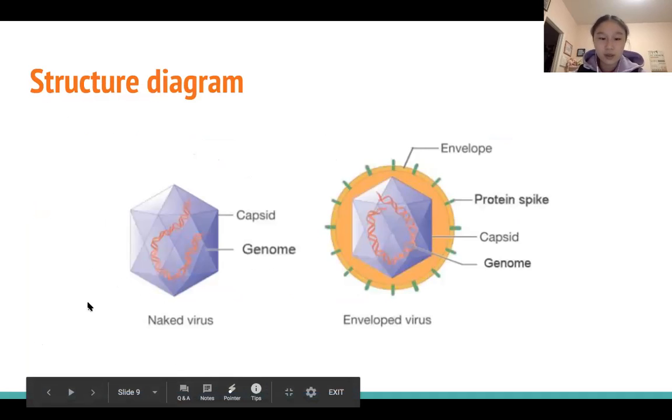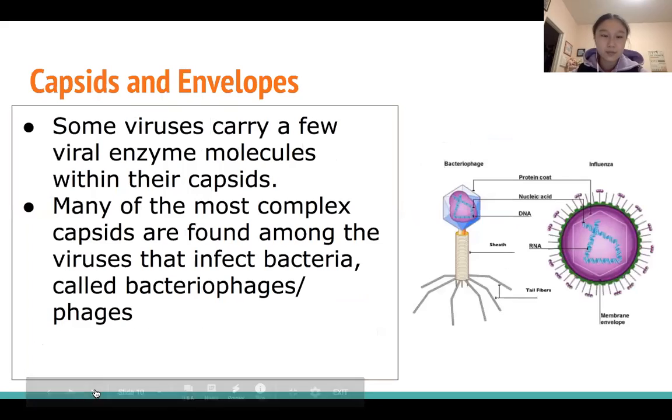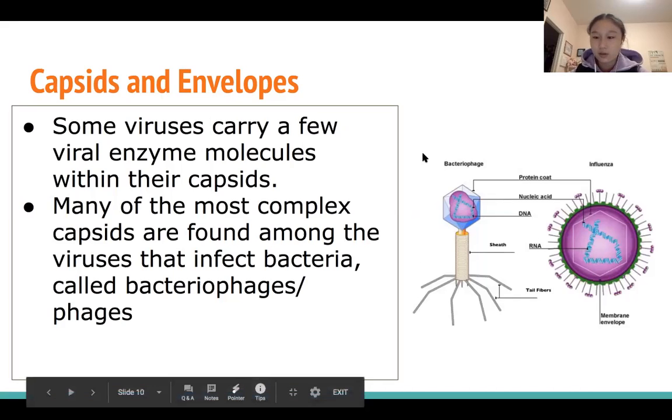Structure diagram. Over here is a diagram of a naked virus compared to one with an envelope. They both have capsid and genome, but over here it has an envelope, which is labeled. Capsids and envelopes. Some viruses carry a few viral enzyme molecules with their capsid. Many of the most complex capsids are found among the viruses that infect bacteria, and over here you can see another diagram.